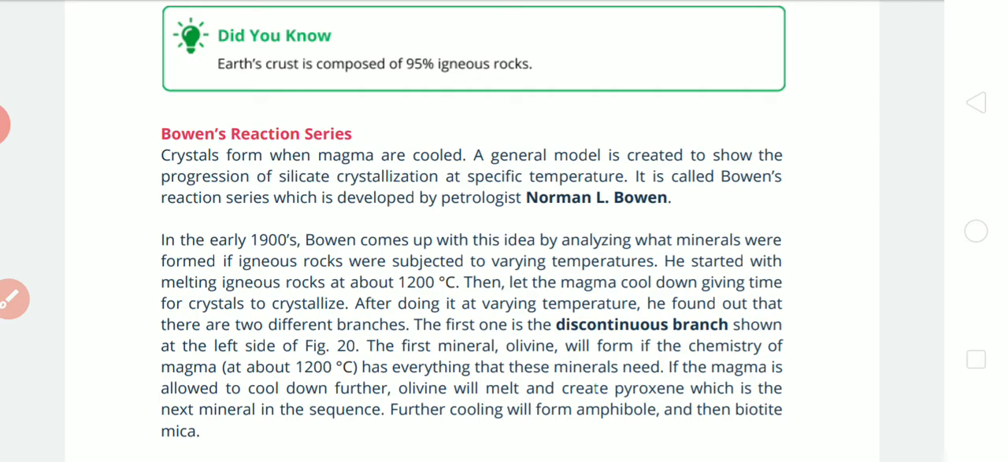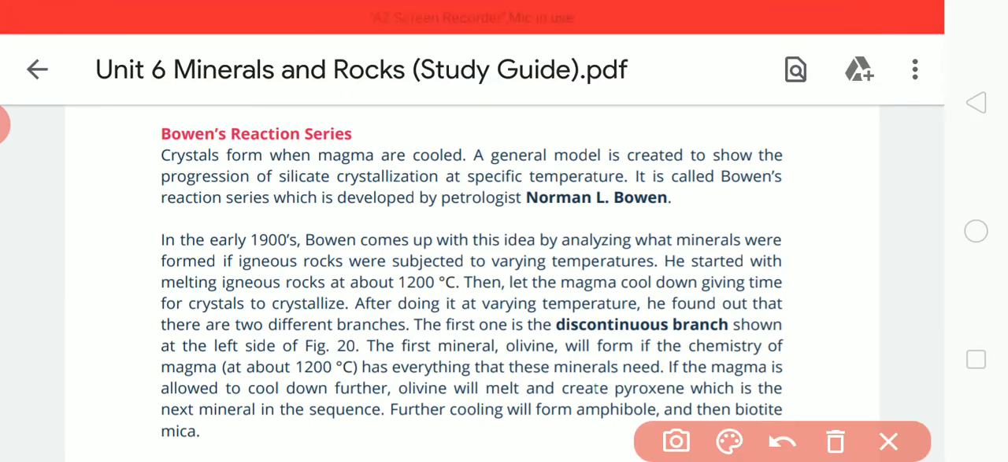So, he started with melting the igneous rocks at about 1200 degrees Celsius, then let the magma cool down, giving time for crystals to crystallize. So after doing it with varying temperatures, he found out that there are two different branches. The first one is the discontinuous branch.